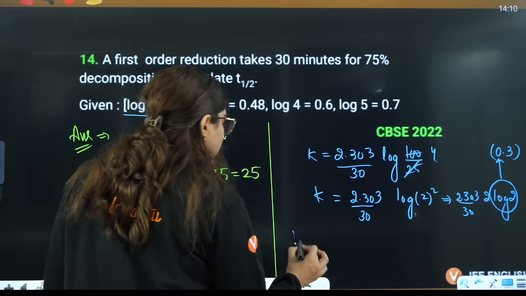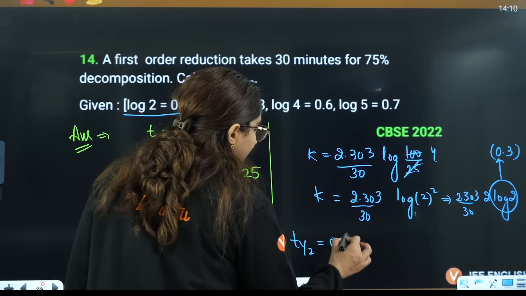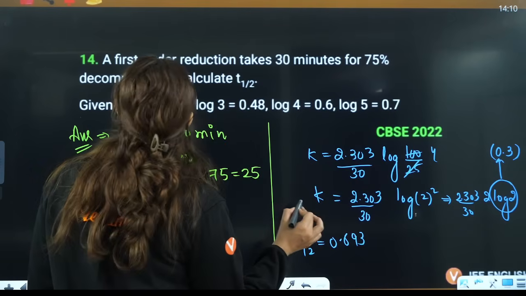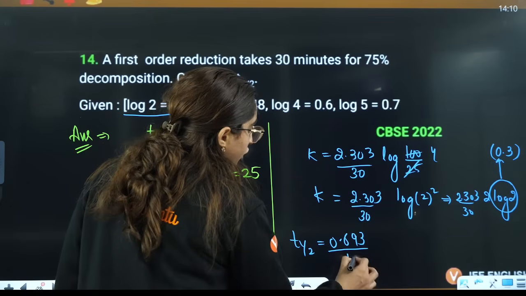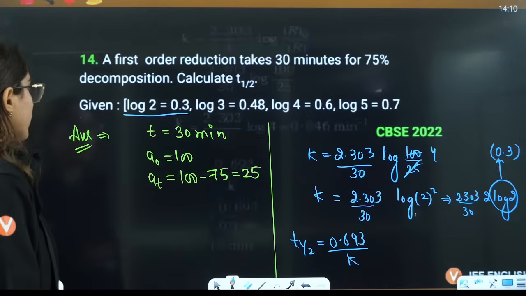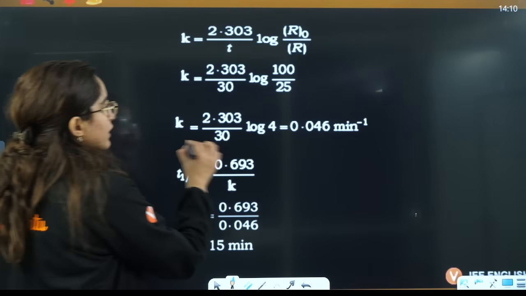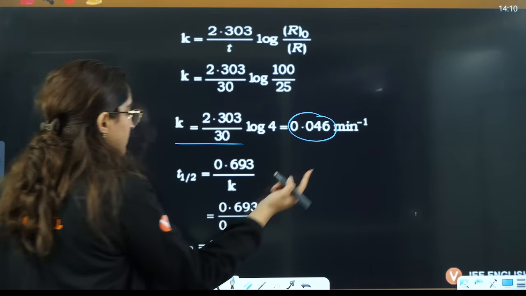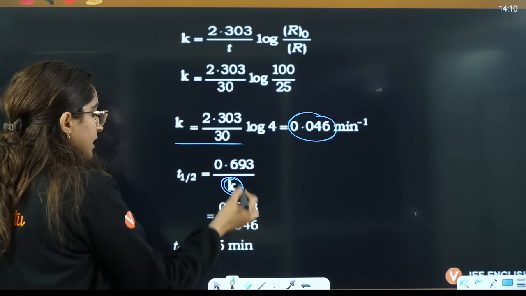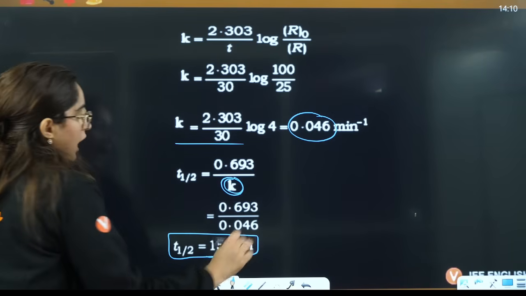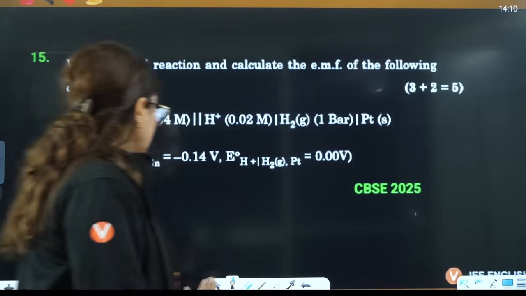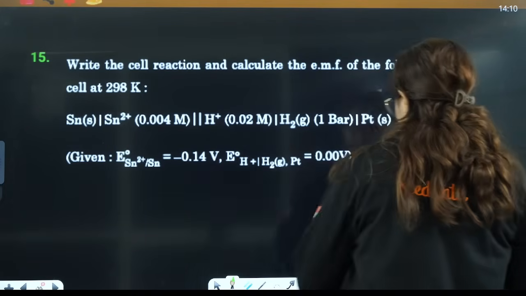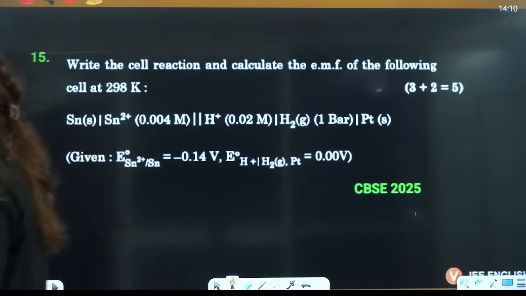Now, what is the value of T half? T half is 0.693 divided by K. You calculate the value of K from here, put it here and you will get the value of T half. So K we will calculate to be this much per minute. You put the value of K here and you will have the value of T half as 15 minutes. Okay? Understood everybody? Any problem here? Then write it down in the comment section.